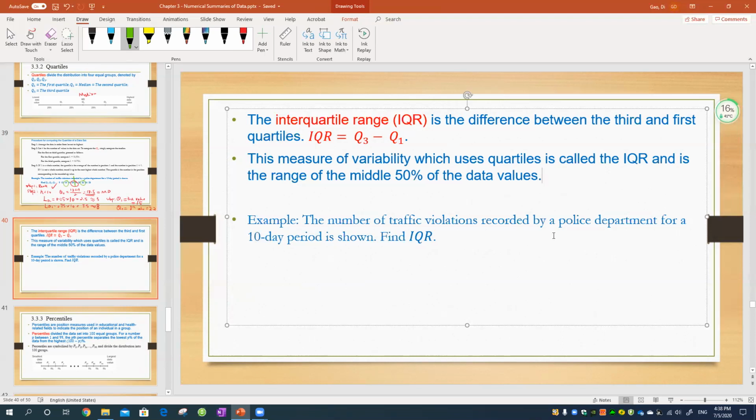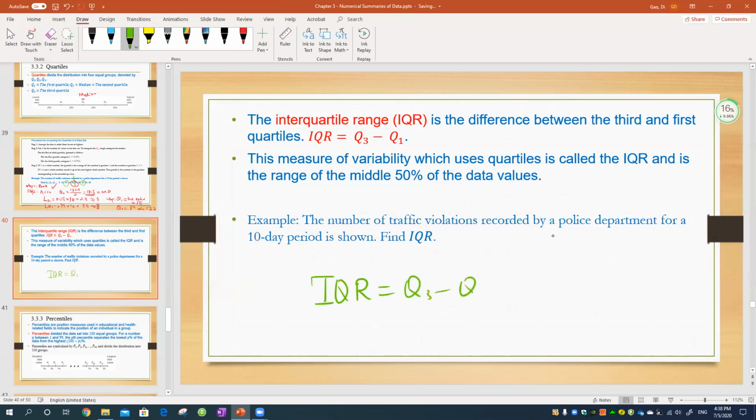Now we're going to calculate the IQR for the previous example, which is Q3 minus Q1. We know Q3 is 22 and Q1 is 15. So 7 is the interquartile range.